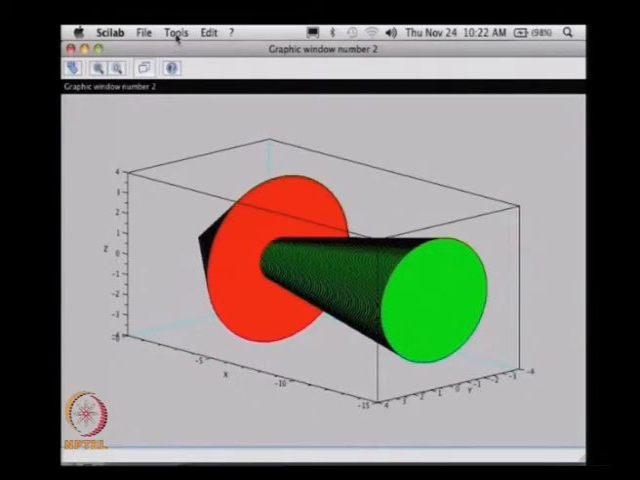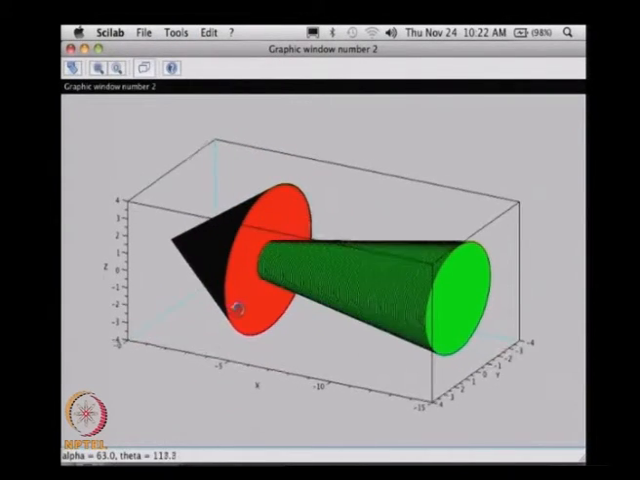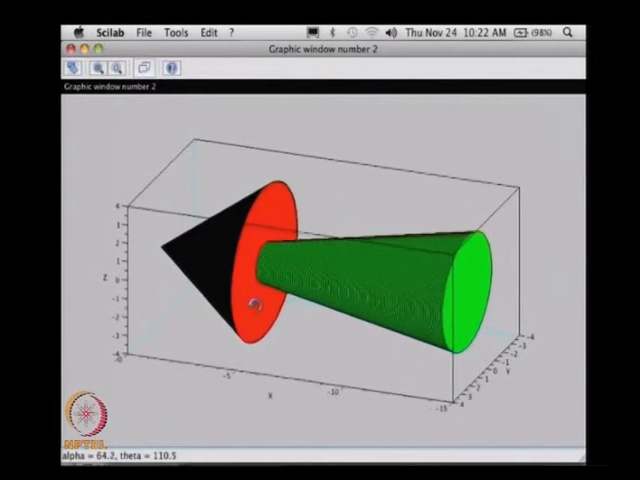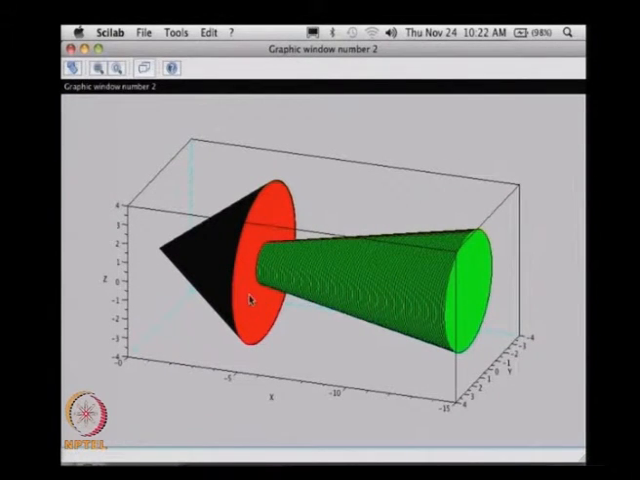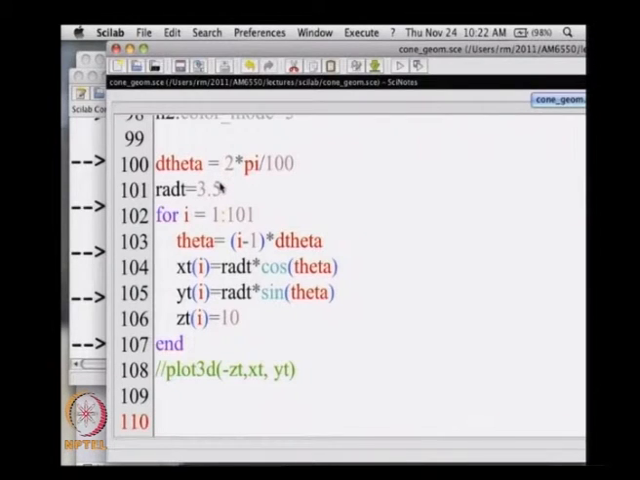So the way we will study the shock properties or changes in the flow properties is basically we will take sections along the length of the shock, this cone. So if I do that, let me go here and do this.